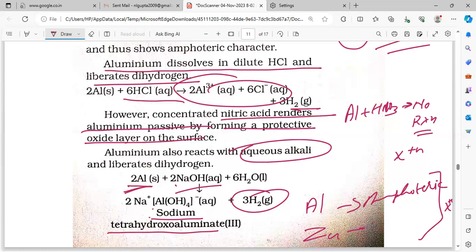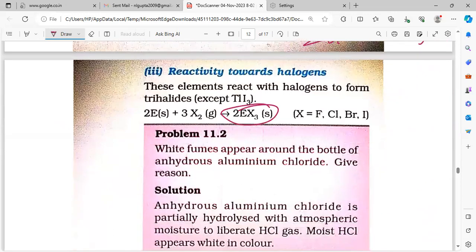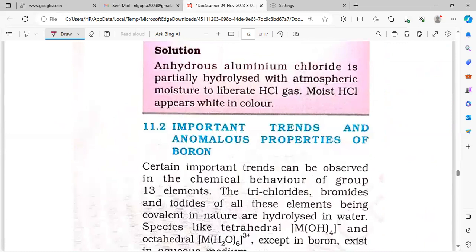Yes, so aluminum reacts with NaOH in aqueous medium, forming tetrahydroxoaluminate. This is a compound you just remember, they can ask it as important. So you need to remember this. Reactivity towards halogens: it gives EX3 types of halide. There is nothing important there.